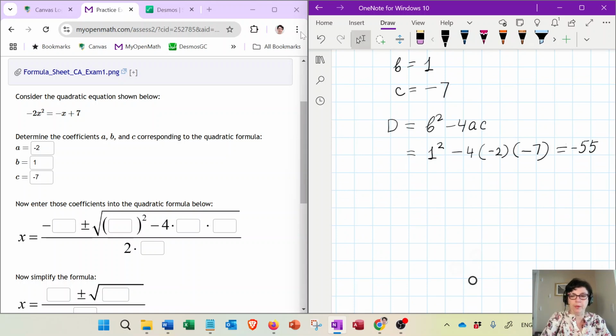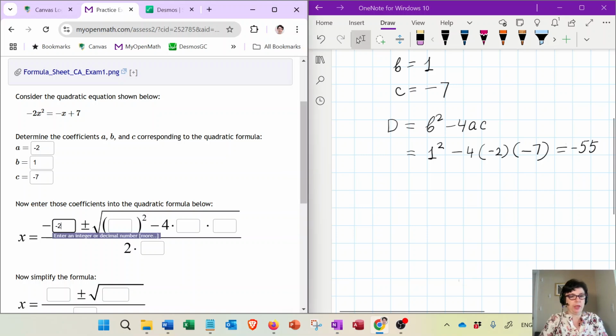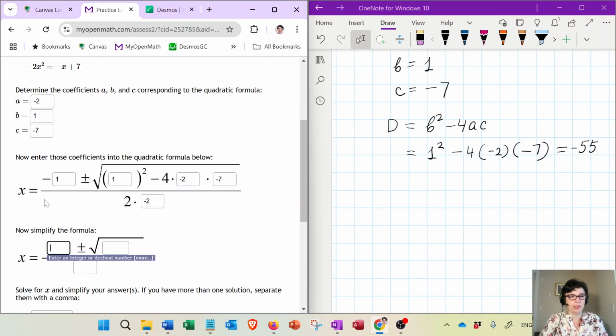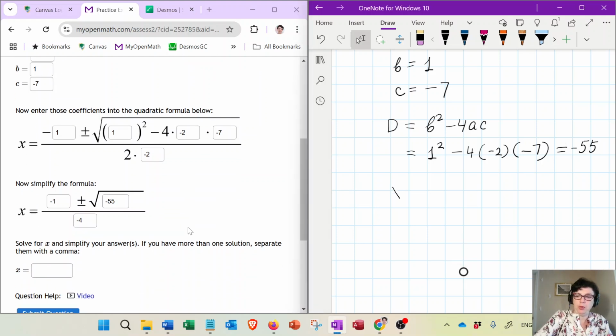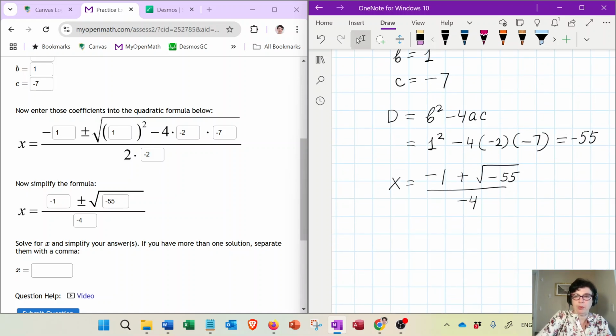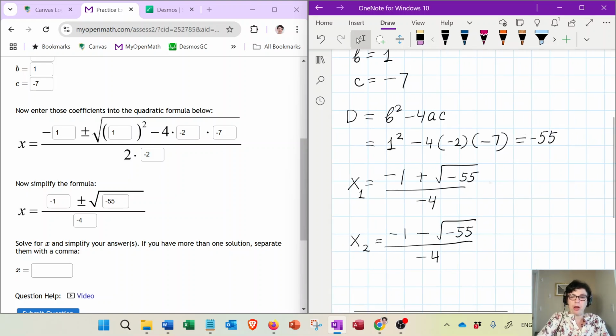But let's see if we can form them. Okay, so first let me just fill out everything here. So this is minus b. Oops, minus b. b is 1. Okay, b squared minus 4ac and then divided by 2a. So negative 1, that's just going to be negative 1 in here. Now my discriminant, I already know that that's going to be negative 55, and then I'm dividing that by 2a. Well, that's going to be negative 4. So again, negative b plus square root of the discriminant divided by 2a. A is negative 2. 2 times negative 2 is negative 4. That's my first solution. The second one is going to be negative 1 minus square root of negative 55 divided by negative 4. Okay, so how do I figure out these answers from here?